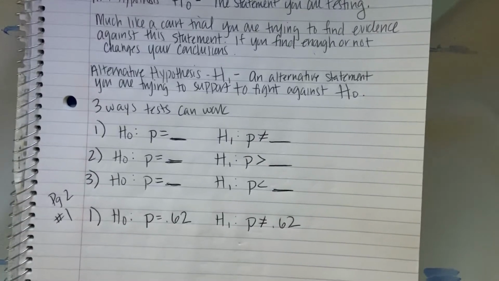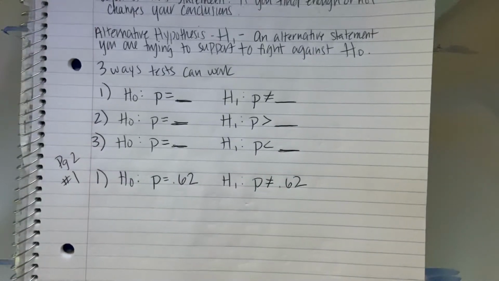So the words are what's going to determine whether it's a not equal to, a less than, or a greater than. Let's look at number 2.